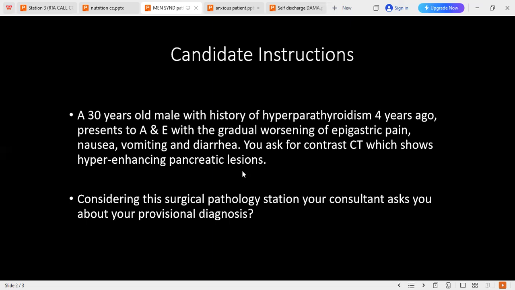By history, I'll look for confusion, stupor, and loss of consciousness. And I'll do the investigations: insulin, proinsulin, C-peptide, and glucose level. Here the circulating insulin to glucose ratio is increased, and the C-peptide level also will be increased.